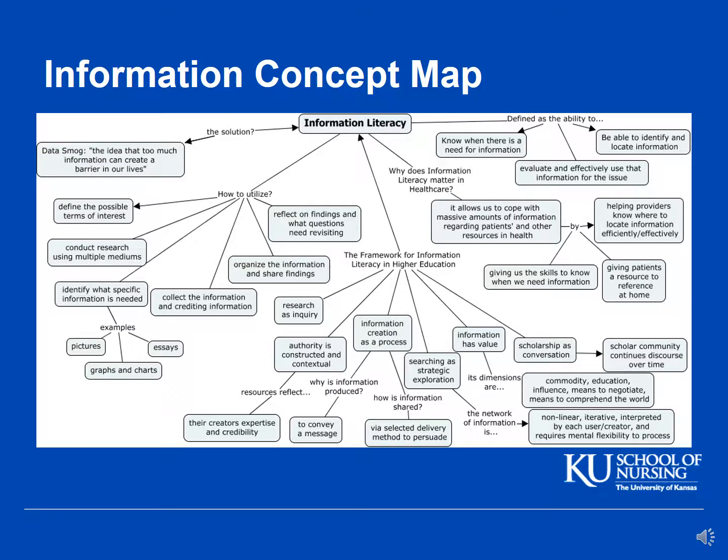Information is the next literacy, and it is defined as knowing when there is a need to gain information, how one effectively evaluates and uses that information, and being able to identify and locate the information. Other components of this map include how to utilize information literacy, the framework for information literacy in higher education, and why it's so important as those of us that continue to learn understand information literacy. But I think the most important component on this map is why does information health literacy matter in healthcare?